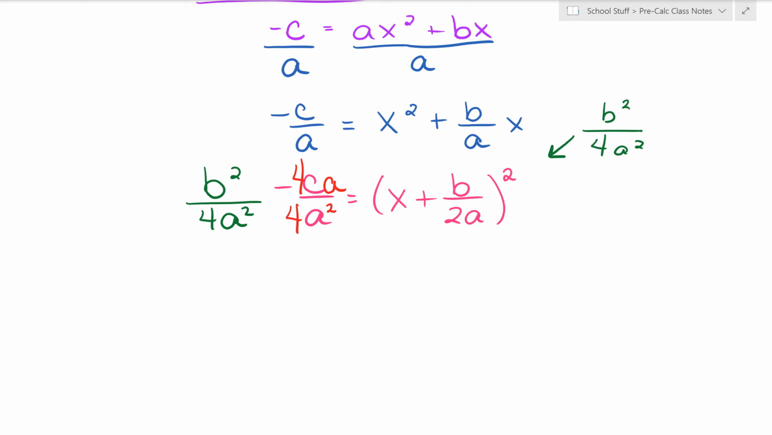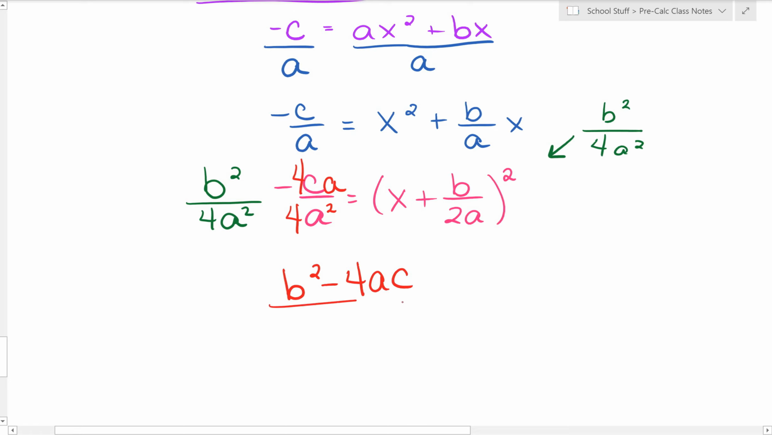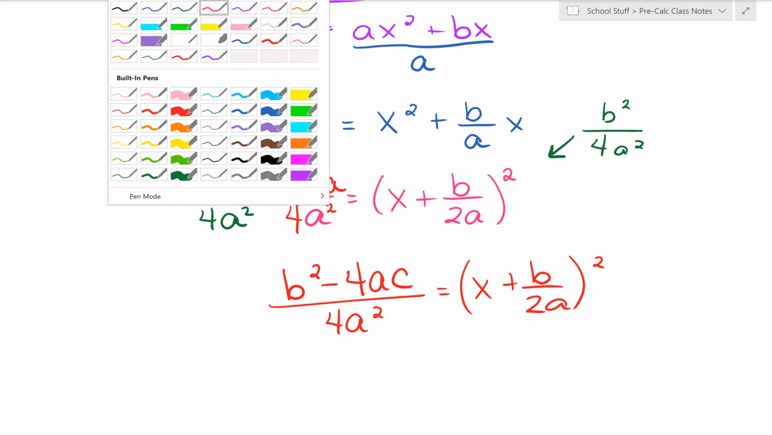Maybe this is starting to sound familiar to you. Now I've got b squared minus 4. I'm going to put it in alphabetical order. Come on. ac all over 4a squared is equal to x plus b over 2a. And this is solving by completing the square. So now I'm going to finish solving it.